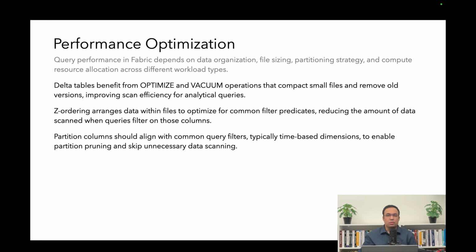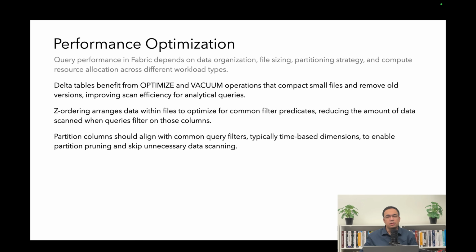Now let's talk about the performance optimization strategies for your Fabric workloads. Number one is query performance. Query performance in Fabric depends on several factors. First, data organization. How your data is structured in delta tables affects your query performance pretty significantly. Second is file sizing. Very small files are pretty inefficient, and very large files are also pretty inefficient. There's a sweet spot typically in a range of 100 MB to 1 GB per file, depending on your access patterns.